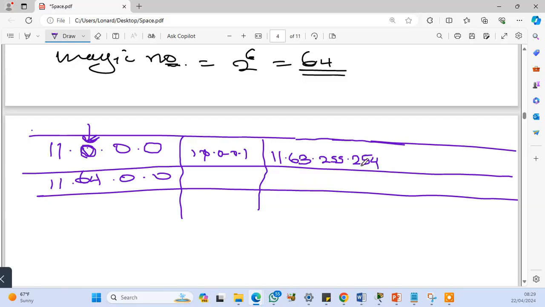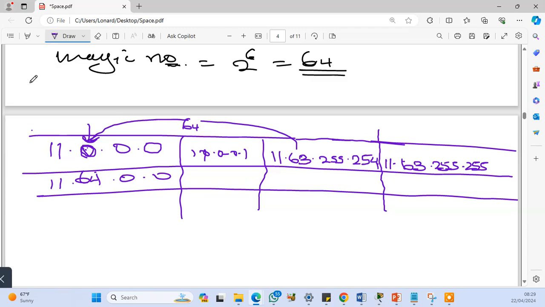254. I subtracted the 1 here, because if you count from 0 to 64, you will have your 64 addresses. But if you count up to this, you will have 65. That's the reason why I subtracted the 1. And then still here, I have to subtract the 1 because it's the usable. So after that, I will have 11 dot 63, then dot 255 dot 255 as the broadcast.